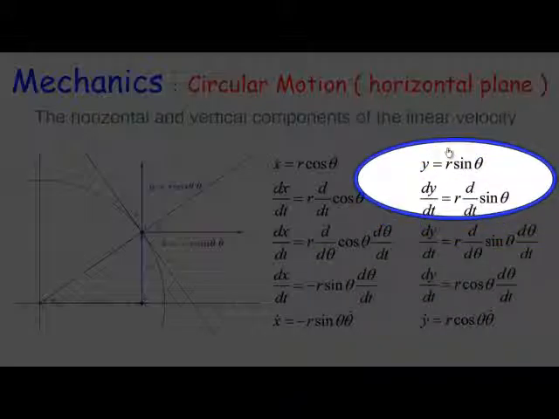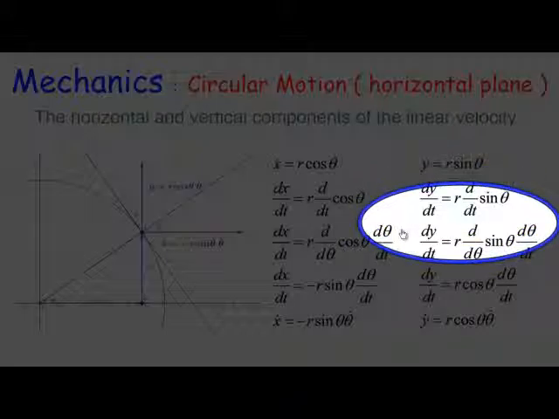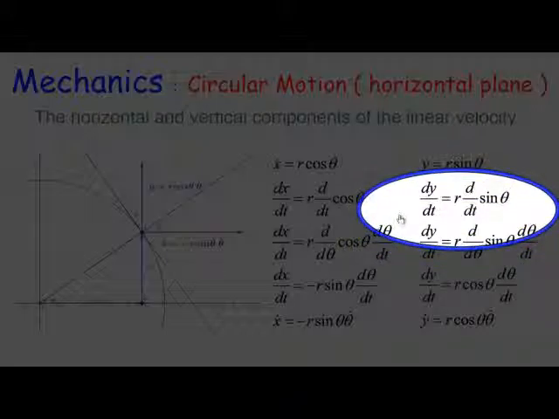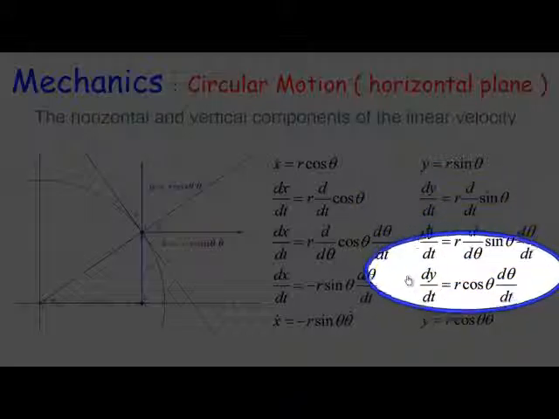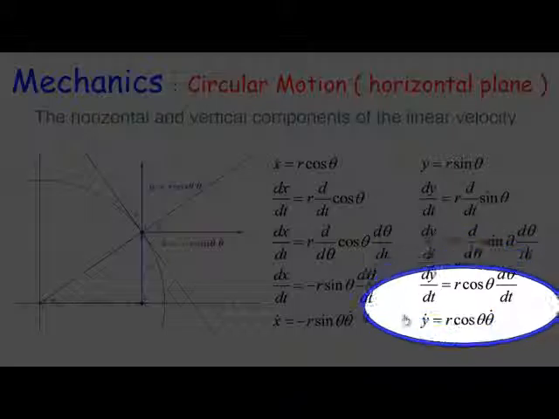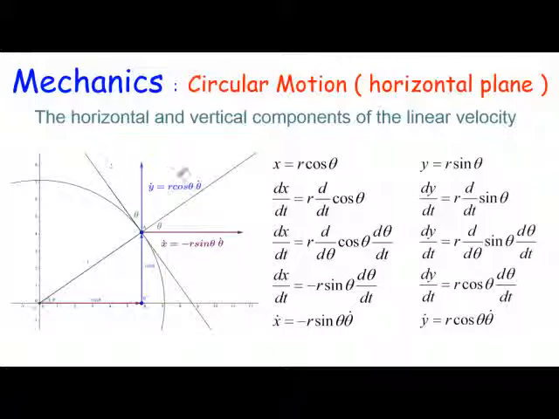So the y, we do the same with the y. The y component of its displacement, dy dt. We differentiate sine theta with respect to theta, and have a d theta dt on the end, which again is theta dot or omega. We end up getting that y dot is equal to r cos theta theta dot. So these are the x and y components. I've marked them over here. You can see here.